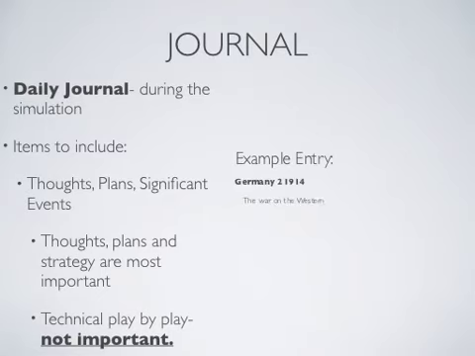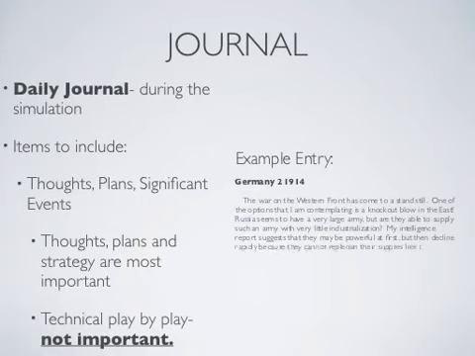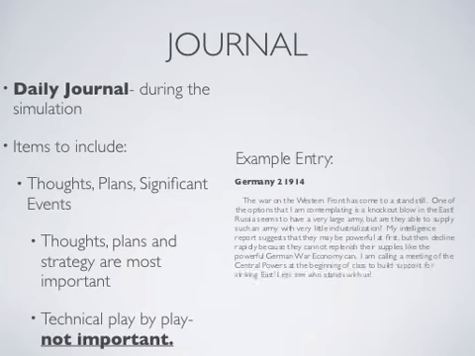So you're going to name it Germany, second period, 1914, which is the first year. The war on the Western Front has come to a standstill. One of the options I am contemplating is a knockout blow in the east. Russia seems to have a very large army, but they are able to supply such an army with very little industrialization. My intelligence reports suggest that they may be powerful at first, but then decline rapidly because they cannot replenish their supplies like the powerful German war economy can. I am calling a meeting of the Central Powers at the beginning of class to build support for striking east. Let's see who stands with us. That's the kind of thing we want to see in your journal.